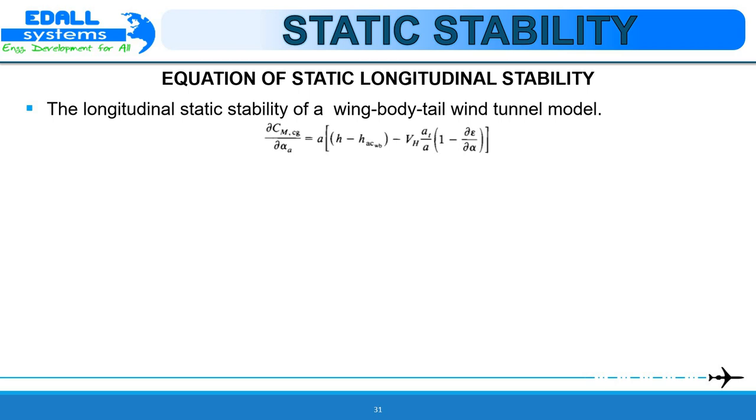According to the equation, the small letter a is the lift slope of the wing, body, tail, aircraft. H is the center of gravity in fractions of chord length. H subscript AC, WB, where AC stands for aerodynamic center and WB stands for wing body. And H is the center of gravity from the leading edge. VH stands for tail volume ratio. AT stands for lift slope of tail. A stands for lift slope of complete aircraft. ∂ε/∂α is the change in downwash angle with respect to angle of attack.